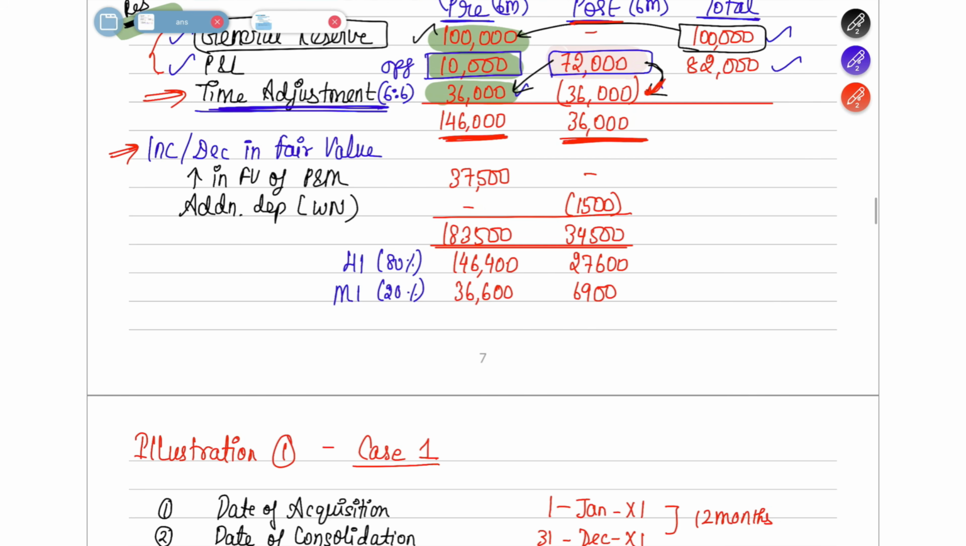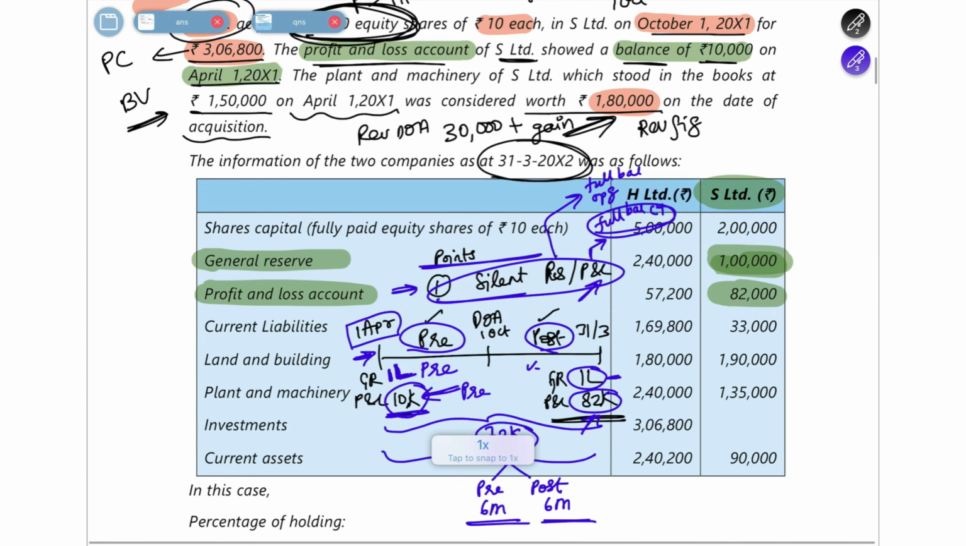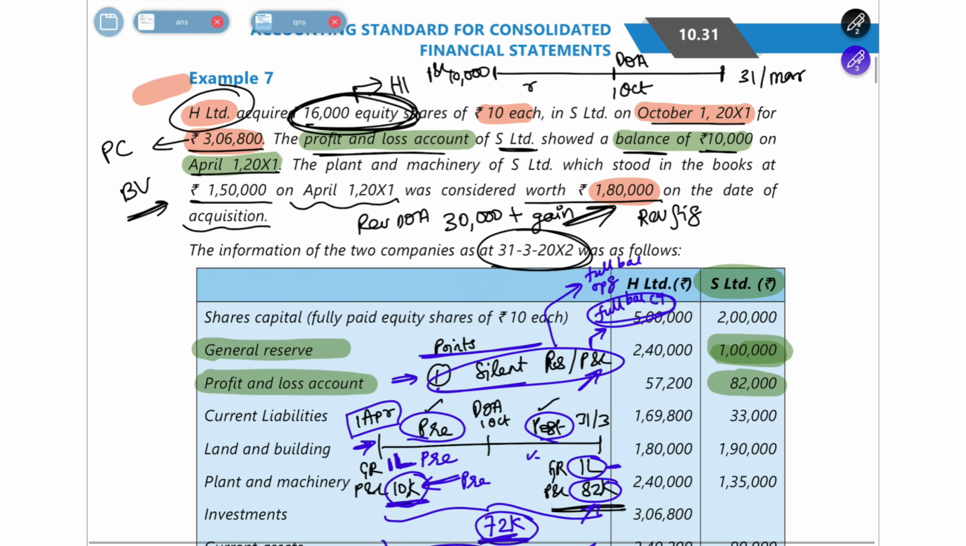So now the next adjustment we are going to do is the increase or decrease in fair value. In the question they have already given you that the plant and machinery of S Limited was in the books at 1,50,000 as on 1st April, and as on the date of acquisition it became 1,80,000.